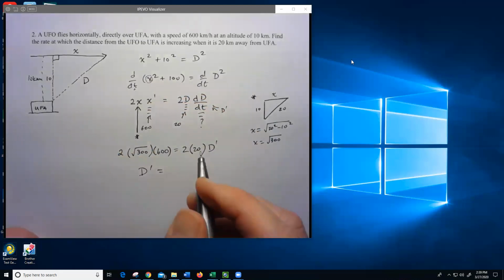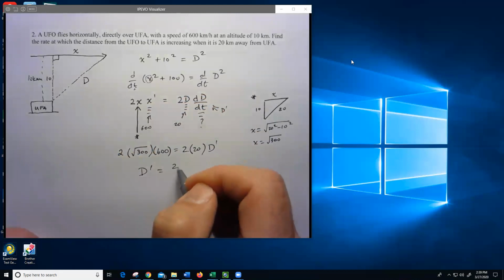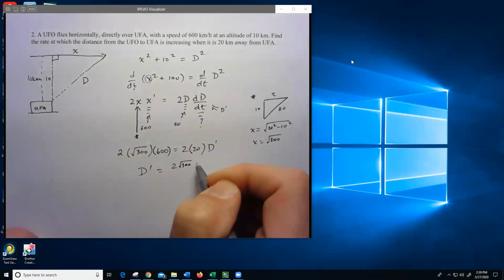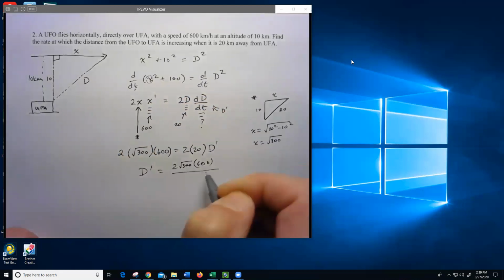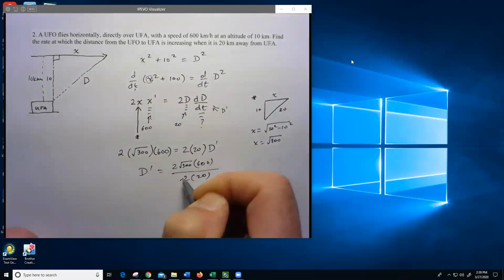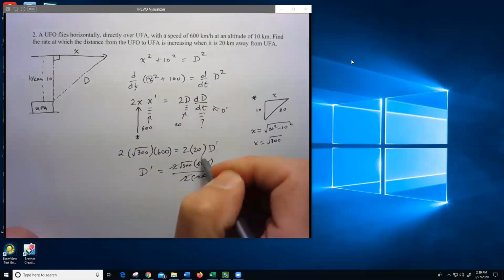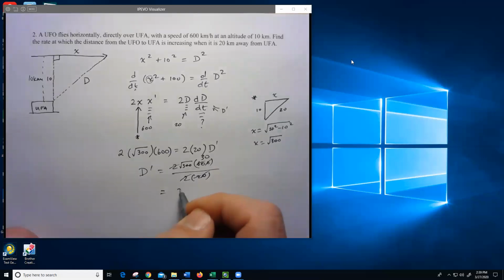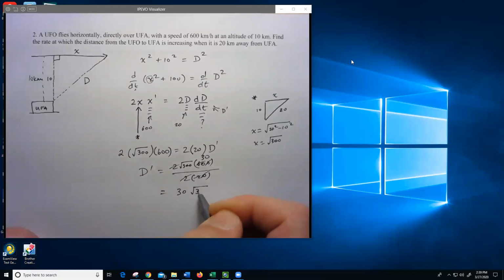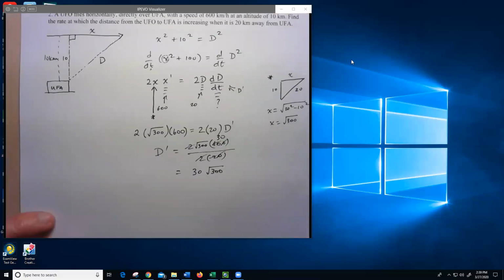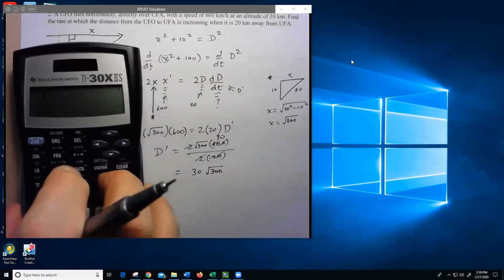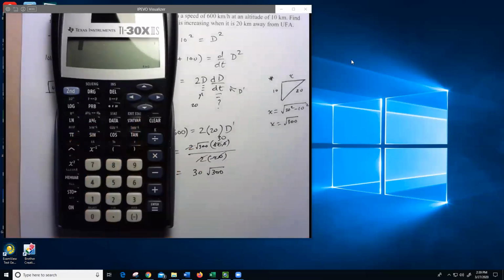So d prime is just equal to 2 times root 300 times 600 over 2 times 20. The 2's cancel out, the 10's cancel out. This just becomes 30, so that looks like 30 times root 300. And since this is an application question, I certainly expect to see an approximated answer. By the way, folks, remember you're always checking my algebra here. Make sure my algebra is okay.